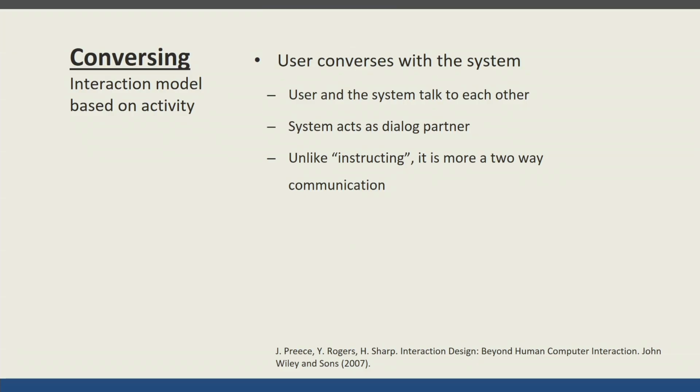So here the user converses with the system. User and the system, they almost talk to each other, and the system acts as a dialogue partner, because if they are talking to each other, there is dialogue management happening between the system and the user. So the system acts as a dialogue partner. Unlike instructing, which was the first set of interaction models, it is more a two-way communication.